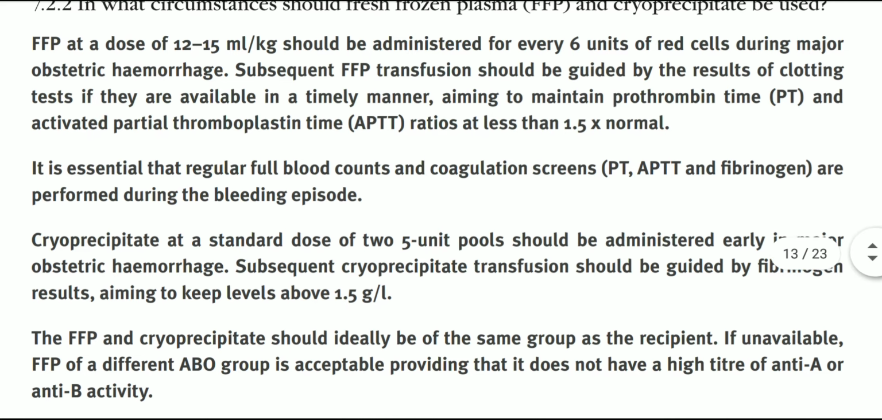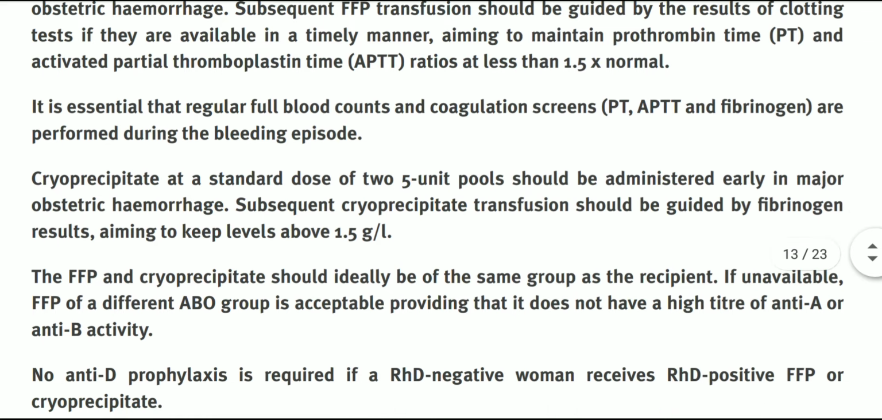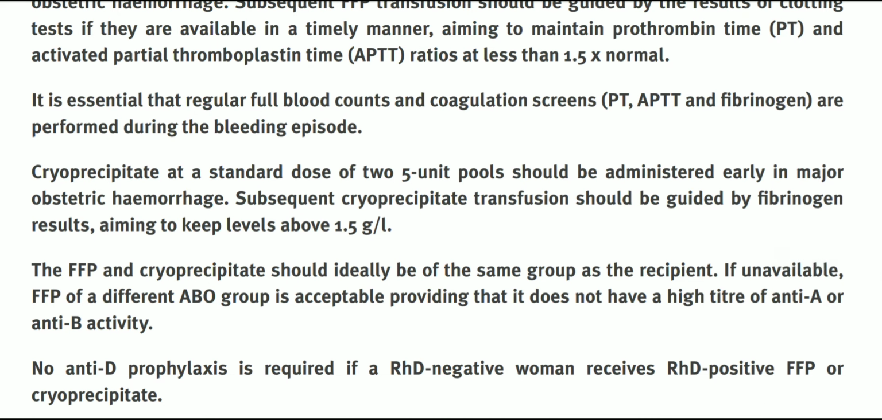Cryoprecipitate at the standard dose of 2 to 5 unit pools should be administered early in major obstetric hemorrhage, and subsequent cryoprecipitate transfusion should be guided by the fibrinogen level, aiming to keep the level above 1.5 grams per liter. Okay, so how much should be given? Cryoprecipitate should be given so that we can maintain the fibrinogen level above 1.5.